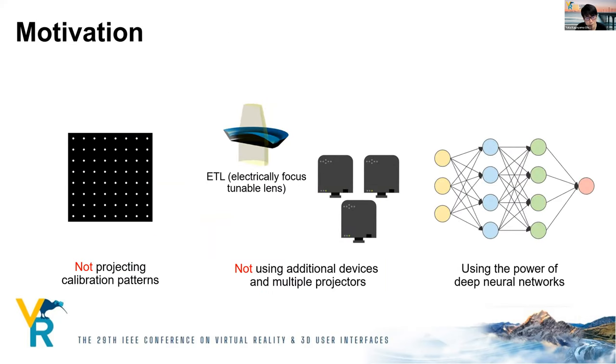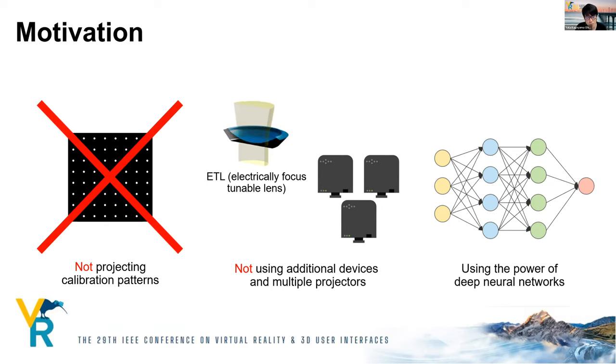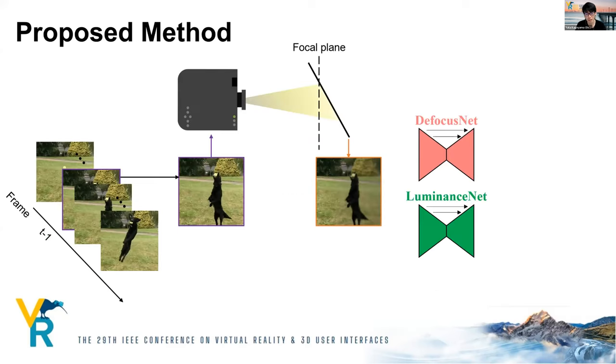From here, I explain the motivation of our research for projector deep learning. First, we don't project calibration patterns like a dot pattern. Second, we don't use additional devices or multiple projectors. Finally, we use the power of deep neural networks. I will explain the proposed method. We propose to apply a convolutional neural network to estimate the PSF and generate the compensation image.